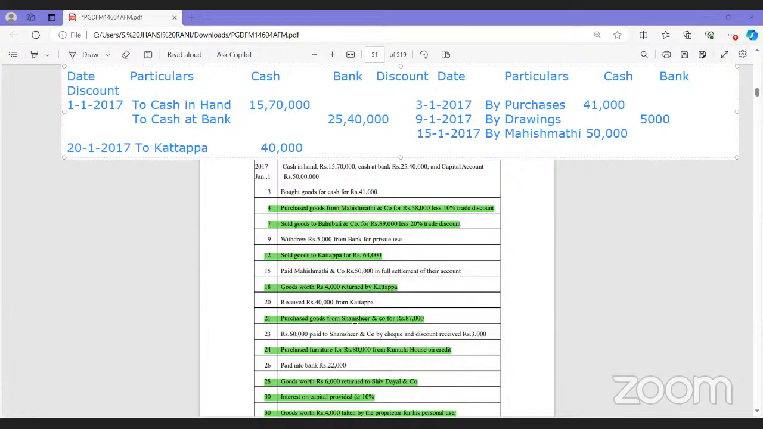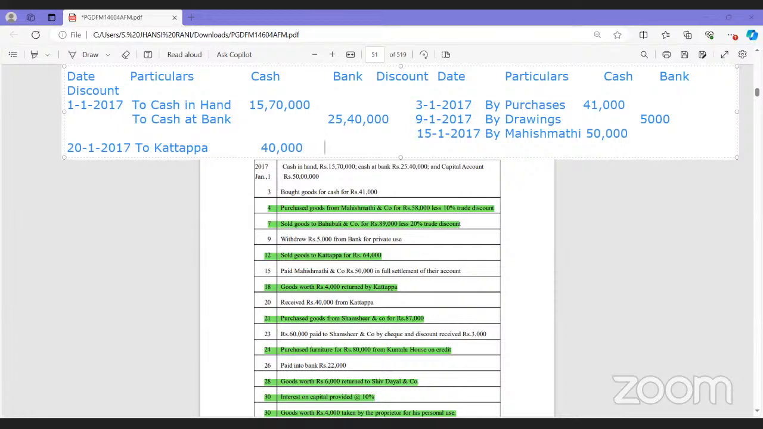Next, 60,000 paid to Shamshir. See, look at here, he is clearly mentioning it. 60,000 paid to Shamshir and company by check and discount received. How are we paying? We are paying him through bank, through check. Check means bank column. And also we are receiving some discount.